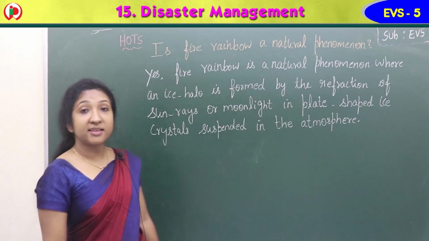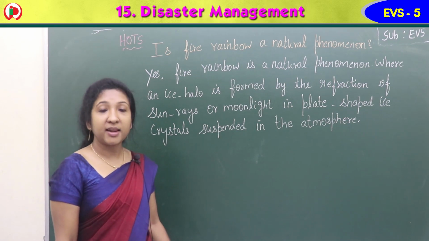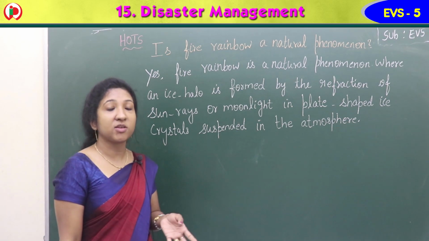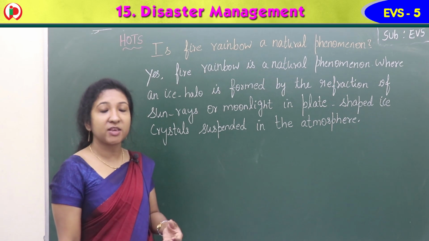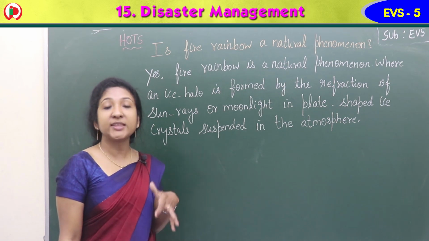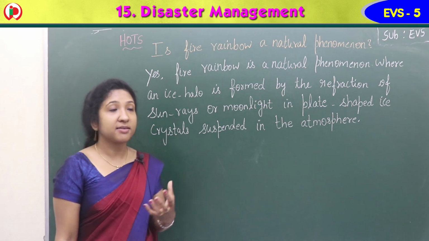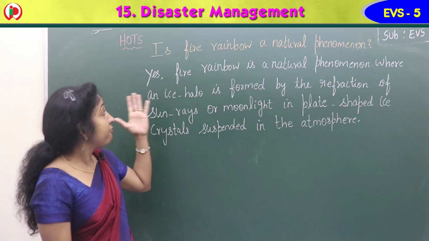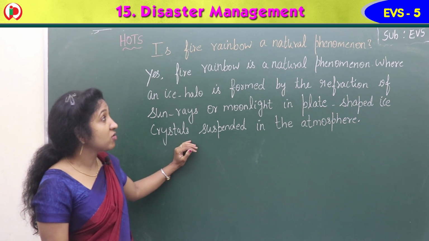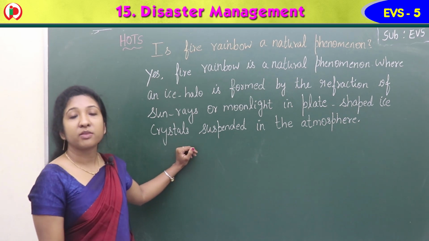So, next exercise is HOTS. Let's see what is there in this section, what kind of question they have given. This question you have to think and answer. Think about the question, then answer. Okay, is fire rainbow a natural phenomenon?